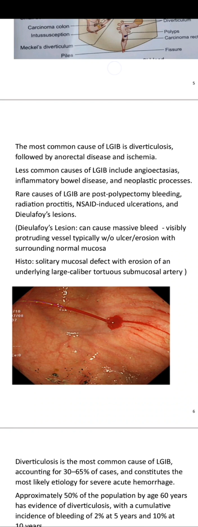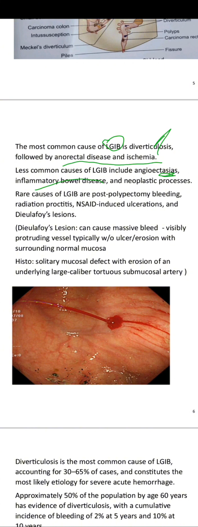About the most common cause of lower GI bleeding. If we are talking about lower GI bleeding per se, it is diverticulosis, followed by the second most common causes, anorectal diseases and ischemia. Less common causes include angioectasia or angiodysplasia, which we have already mentioned is more common in elderly patients and on the right side. Other less common causes are inflammatory bowel disease in the form of ulcerative colitis or Crohn's disease, and neoplastic processes in the form of malignancy.